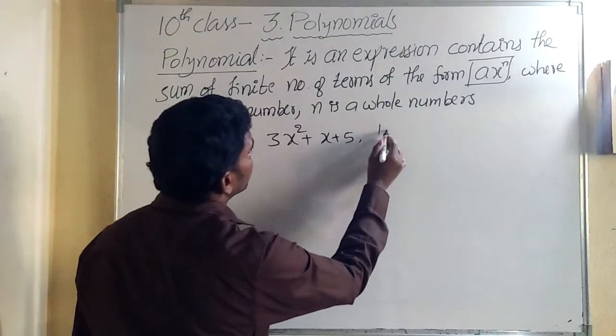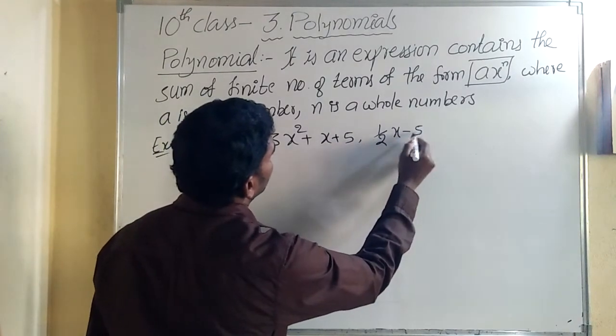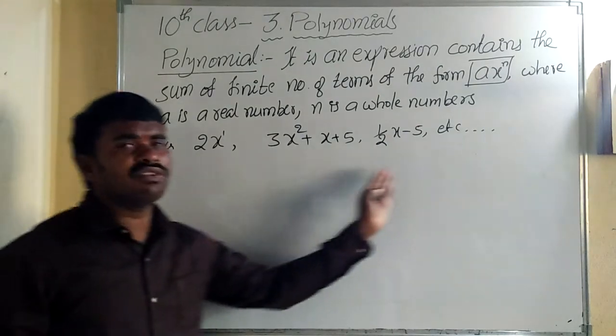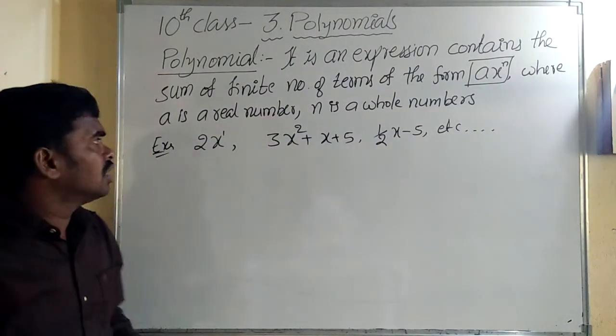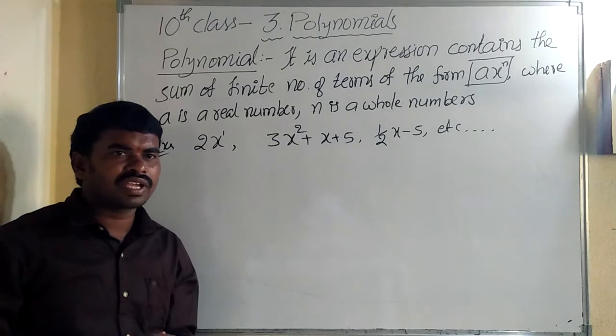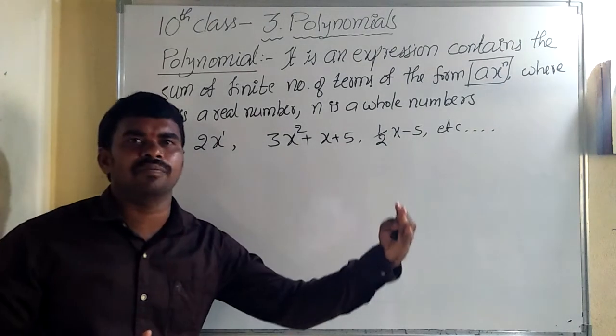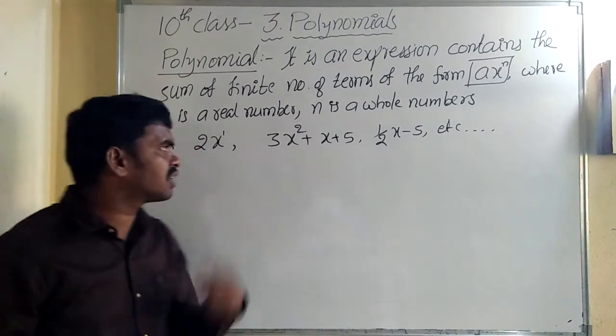In this way we can give more examples, like 1 by 2x minus 5, etc. These are examples of polynomials. Sir, okay, this is okay. Can we have examples which are not polynomials? Okay, I will give you examples.